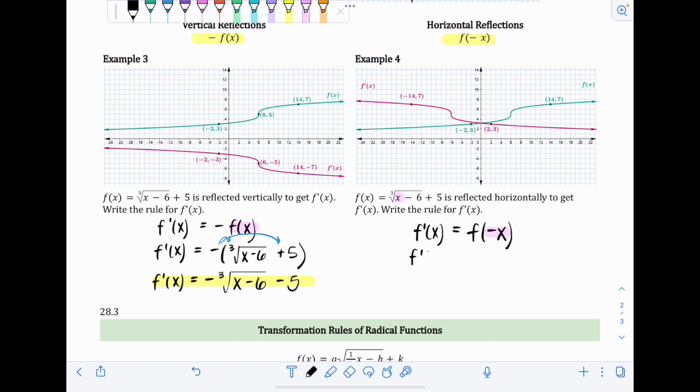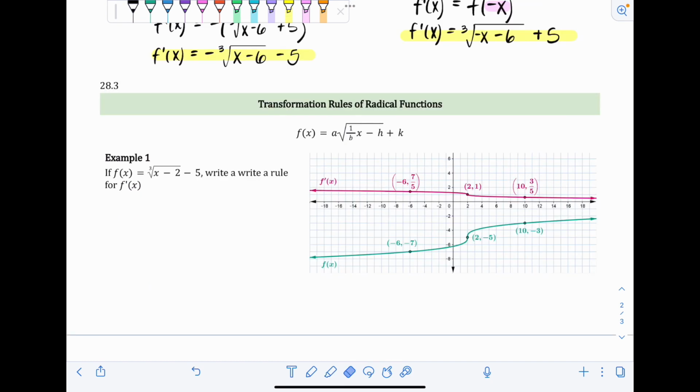So f prime of x is equal to, I can actually start with the function now. The cubed root of, so there was an x right here to start. It's going to get replaced with negative x. And then the rest of the function stays the same. So minus 6, that doesn't change at all. And then the plus 5, that doesn't change at all. So the only thing that changes is the x. It gets replaced with negative x. So altogether, f prime of x is equal to the cubed root of negative x minus 6 plus 5.